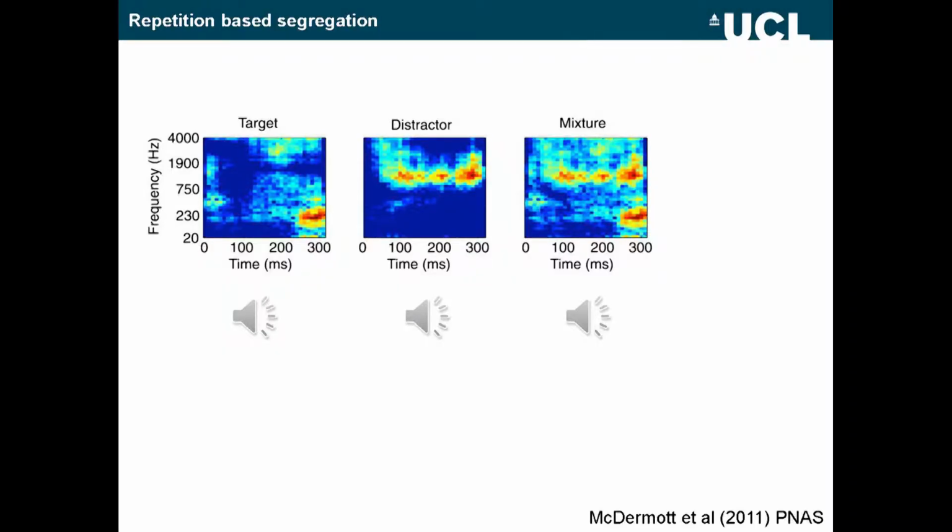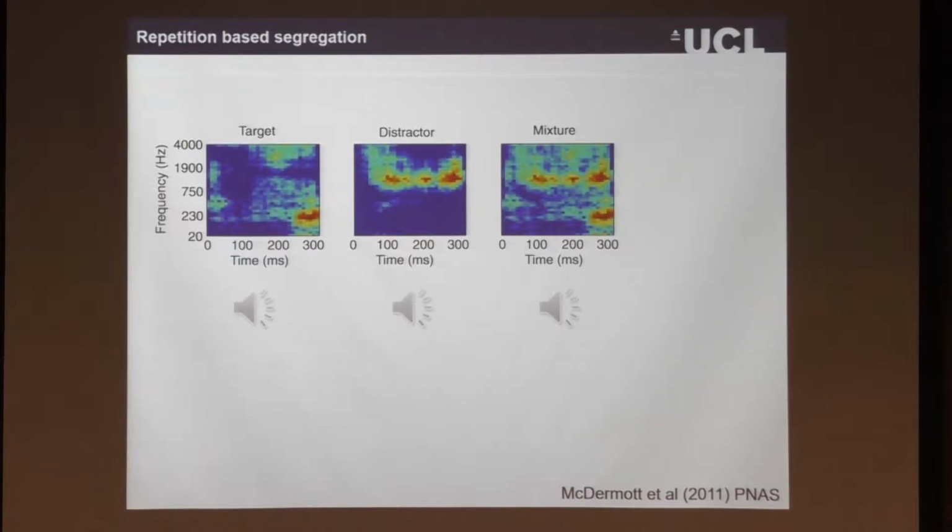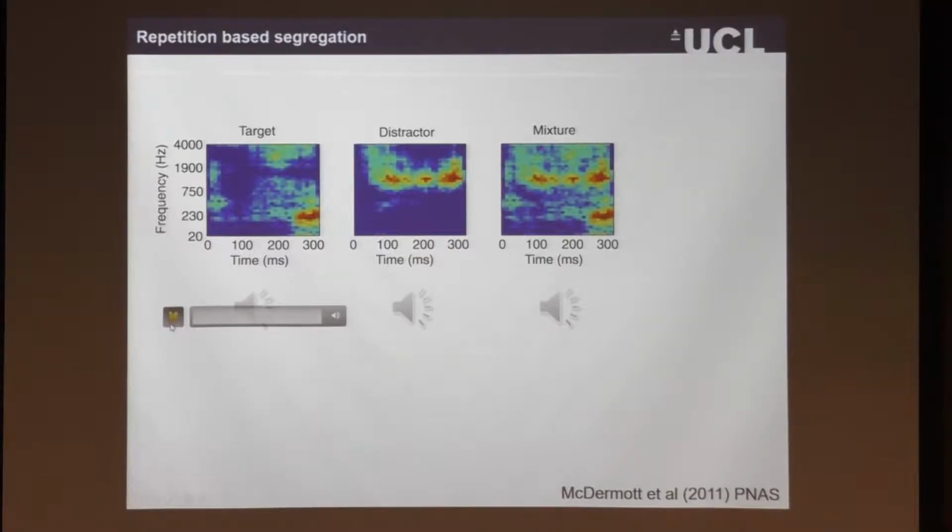The sounds used in this repetition-based segregation paradigm lack these properties, such that if I take one sound, this one, and then mix it with another sound, that one, these are the two sounds that I play to you, and I can play them again. So this is one of them, and this is the other one. If I mix them, you can't segregate the two. There are no cues within this signal to indicate that it's actually a mixture of two sounds.